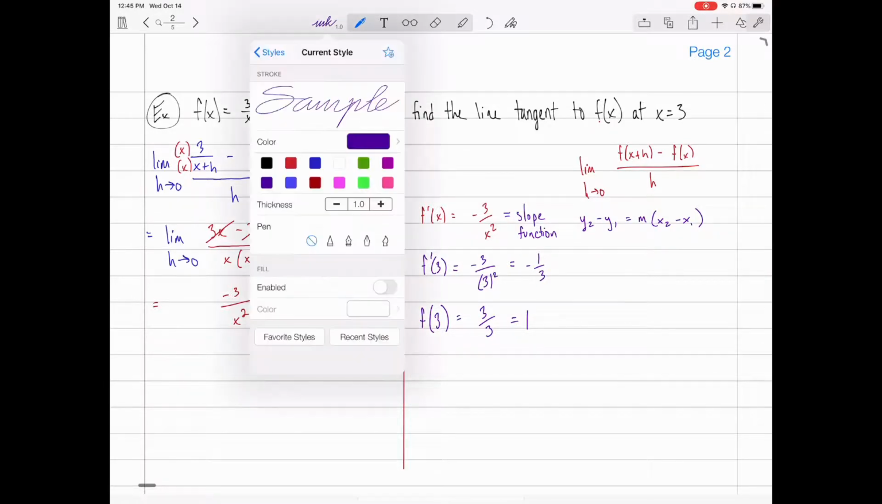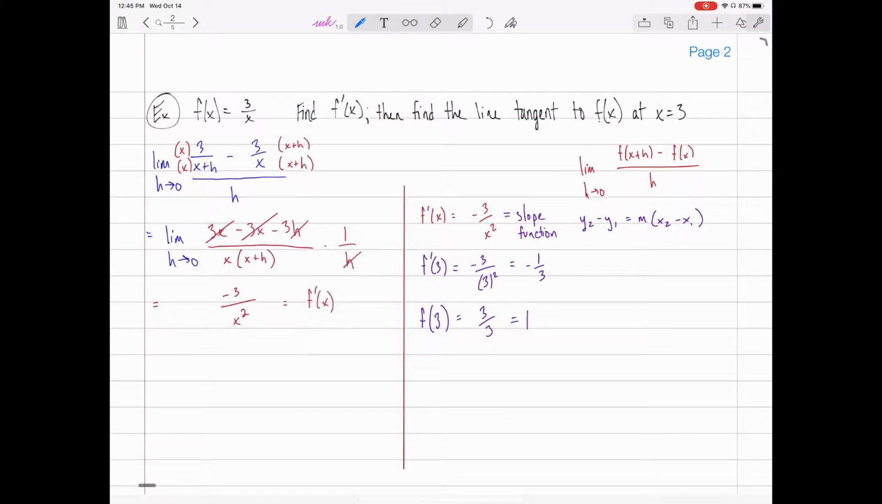Okay, so these are the things that we have here. We have an x value of 3, a y value of 1, and an m value of negative 1/3. So we just plug these things in, and we don't have to simplify it further than what we do in this initial step. So I will plug those in. I'd have y minus 1 equals my slope of negative 1/3 times x minus 3. So that is the equation of the tangent line at x equals 3.